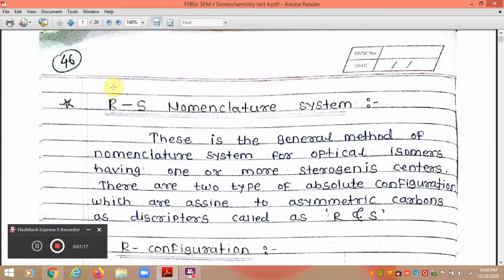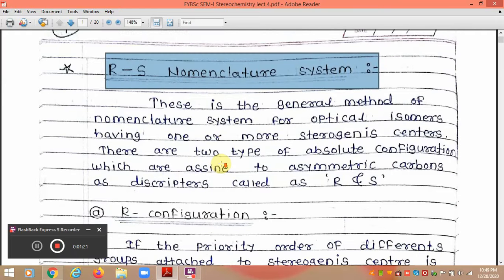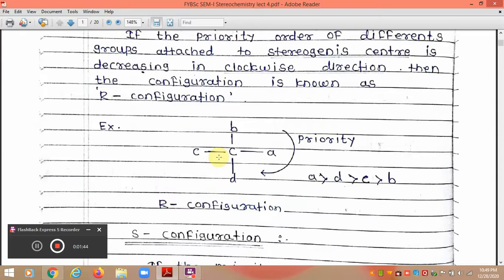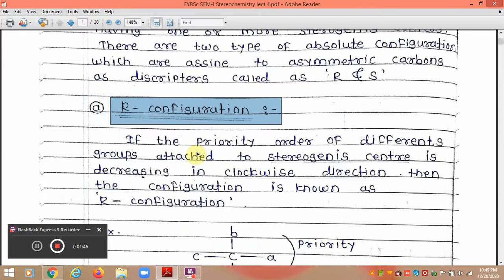This absolute configuration is known as the RS nomenclature system, because with the help of this nomenclature system, we are able to predict the correct three-dimensional structure of the molecule or any given compound. This RS nomenclature system is divided into two types. The first type is called R configuration and the second one is called S configuration.